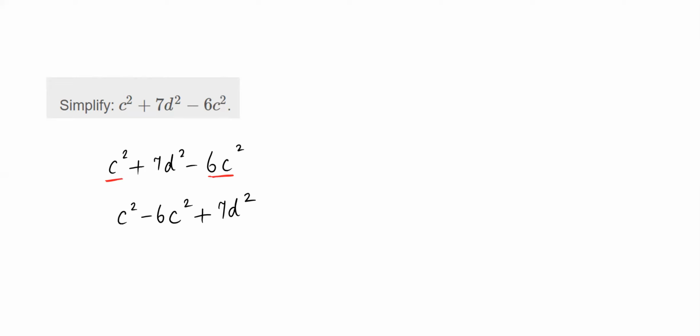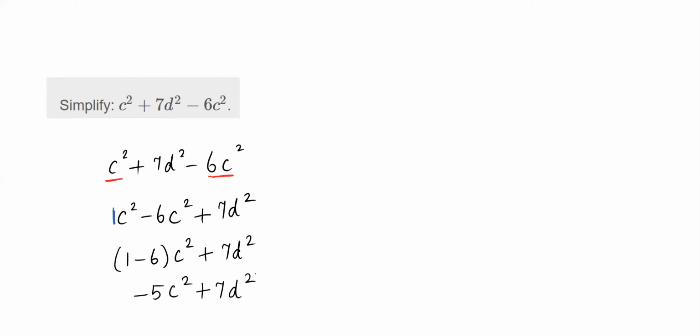These two are like terms, so I have to combine their coefficients. There is no number in front of the c squared, so the coefficient actually is a 1. So go ahead and do 1 minus 6. Combine the coefficients, but keep the c squared as it is. 1 minus 6 is negative 5c squared plus 7d squared.